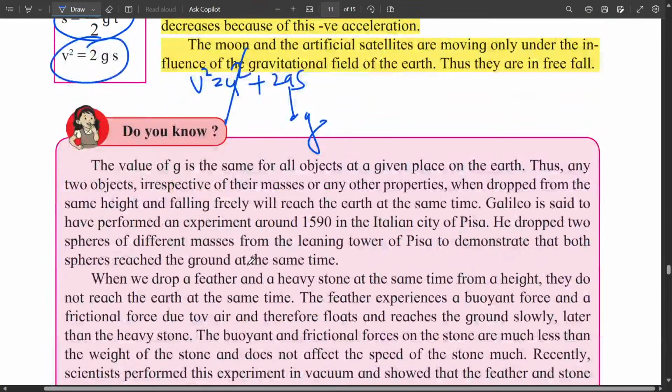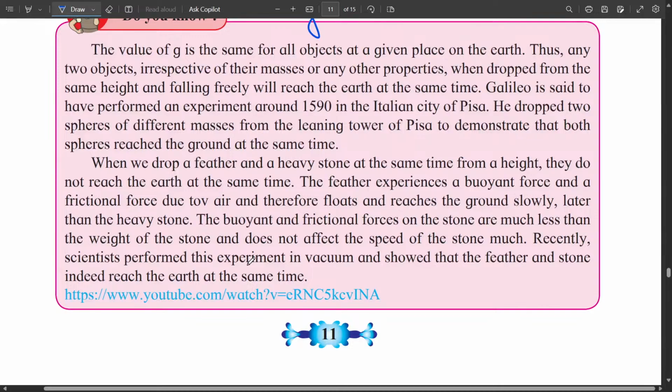The value of g is the same for all objects at a given place on the earth. Thus, any two objects, irrespective of their masses and any other properties, when dropped from the same height, will reach the earth at the same time. This experiment was done by Galileo in 1590 in the Italian city of Pisa. He dropped two spheres of different masses from the leaning tower of Pisa to demonstrate that both spheres reach the ground at the same time.